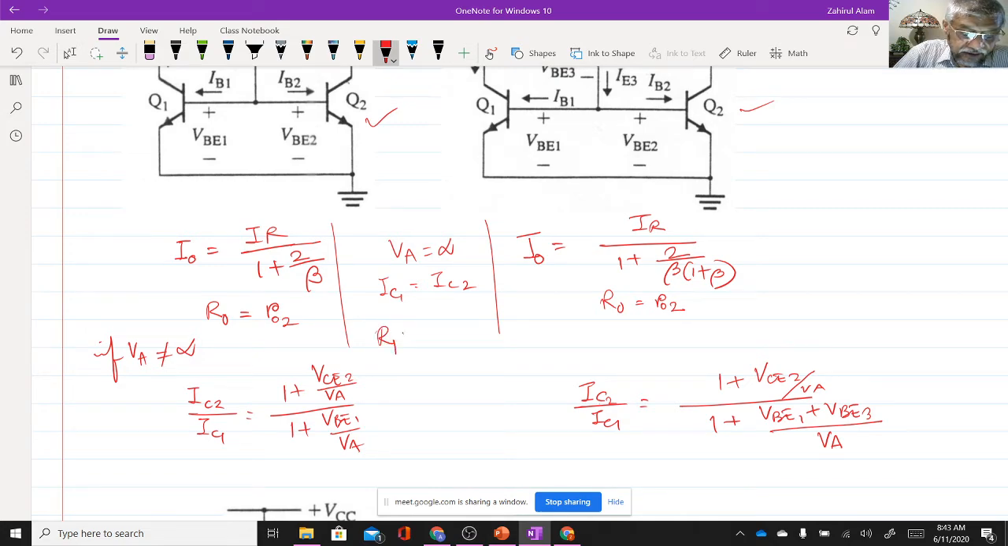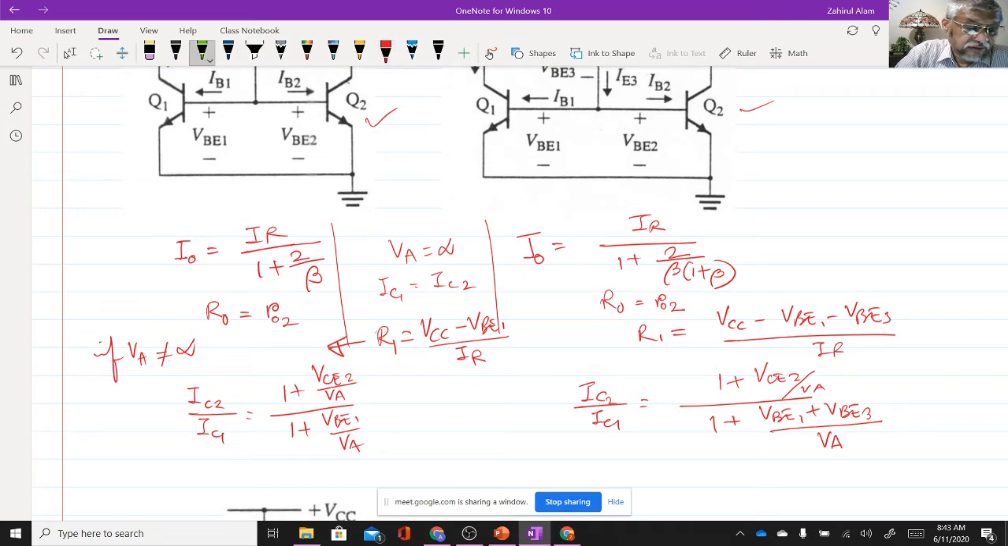And also we mentioned how to find R1. R1 is equal to VBE1 divided by IR for this particular case. And in this case, R1 is equal to VCC minus VBE1 divided by IR. So we only added this one as well as this one compared to this.